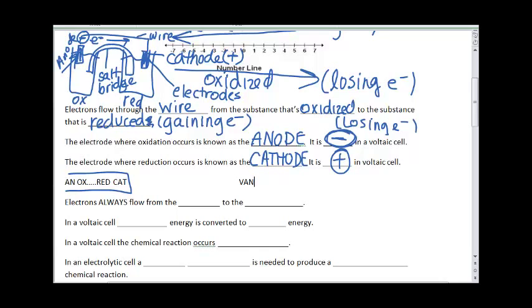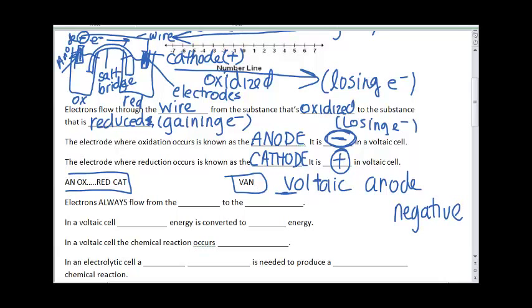And Josh Riley came up with the VAN thing. I don't know if he came up with it. He said he did. Or if he saw it somewhere. But VAN stands for voltaic, anode, negative. And if you know that, you kind of know the other thing, right? You know that voltaic, cathode, positive. Okay? Voltaic, anode, negative.